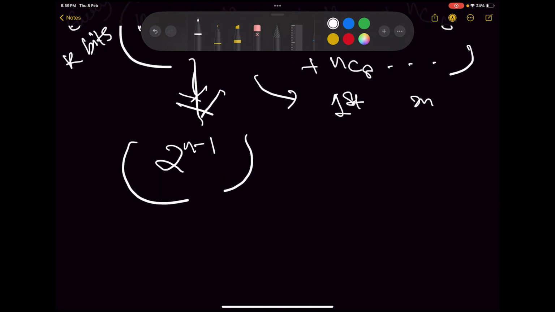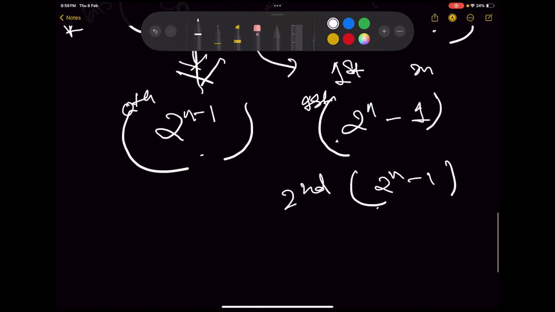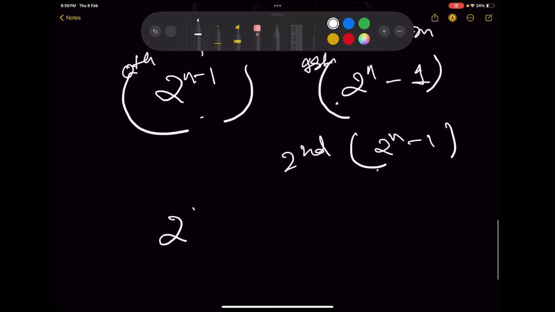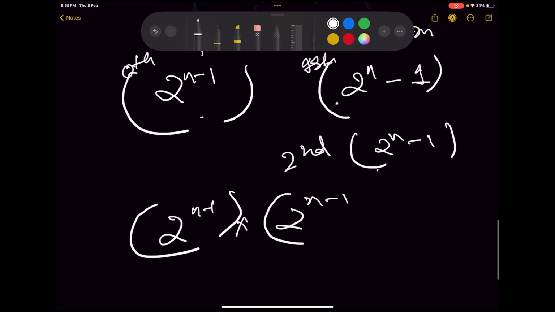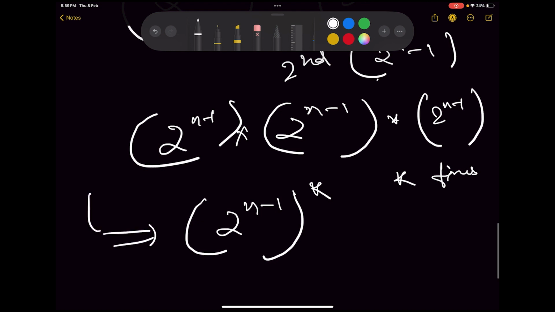Now this is for the zeroth bit. The same would be for the first bit, 2 to the power of n minus 1, where n is the total number of elements. For the second bit it will also be 2 to the power n minus 1. So this is the number of ways for each bit, and we have to merge these. We'll be multiplying all the ways. By multiplying 2 to the power n minus 1, k times, in simple words, we get 2 to the power n minus 1, to the power of k. So this is our final answer.